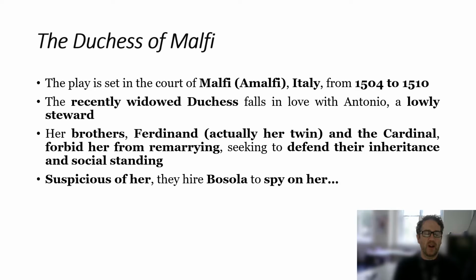John Webster sets out corruption as the main theme of the play from the very beginning. We start with the cardinal, we learn about his intrigue with Bosola, and we then go on to see the corruption of Ferdinand, and we take each of these in turn.